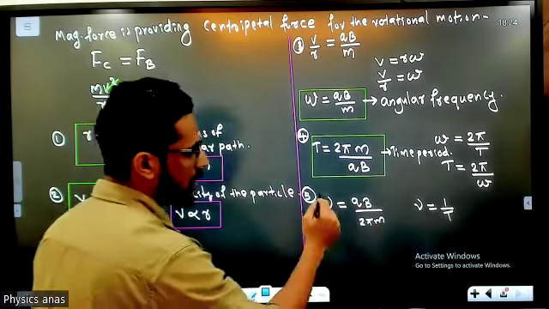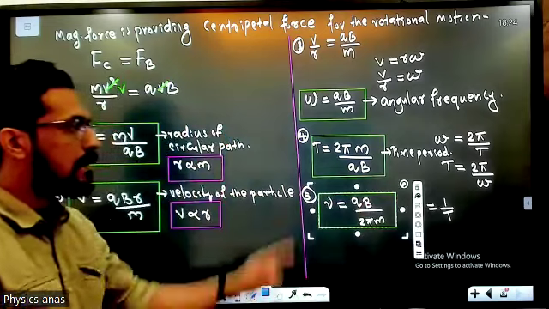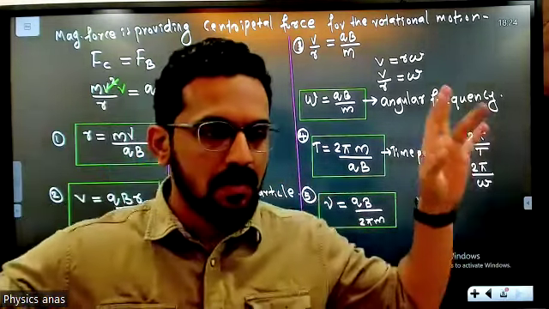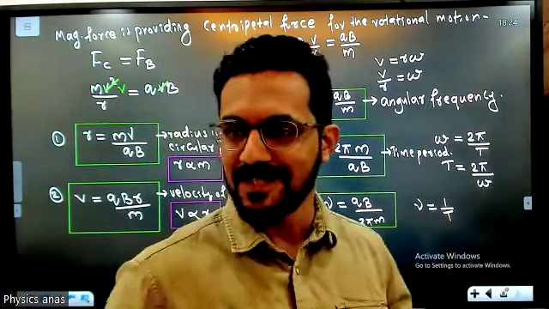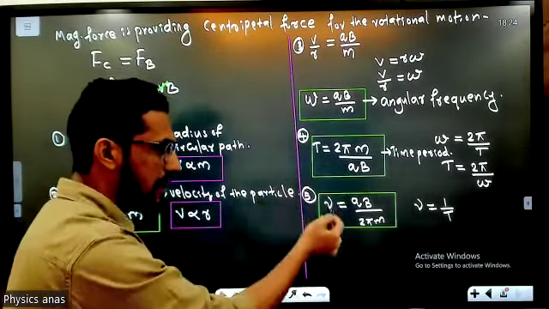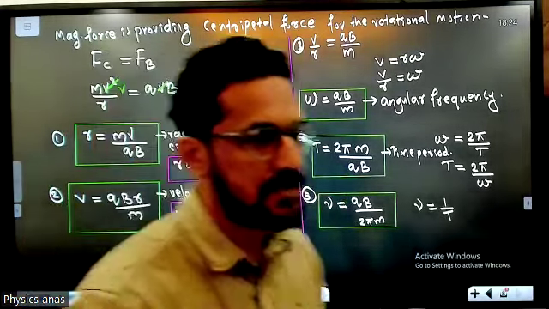And from this equation, you will understand something. Both time period and frequency do not depend on velocity. There is no velocity term here.